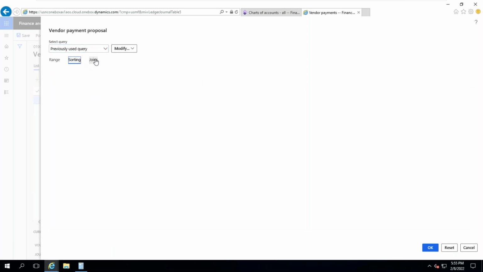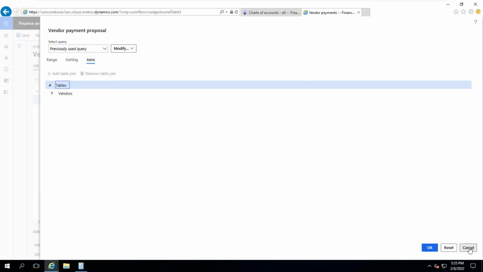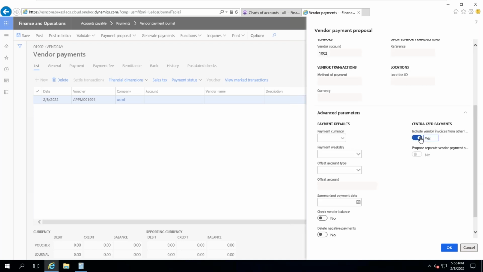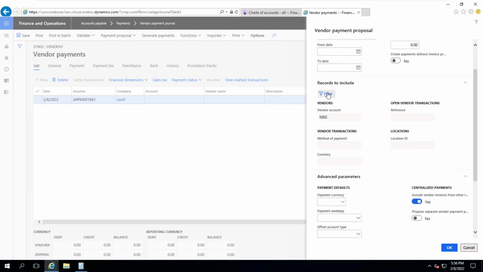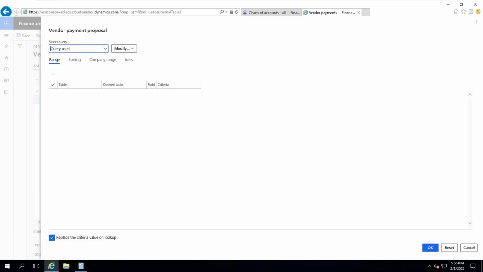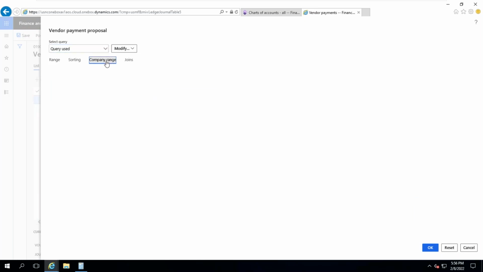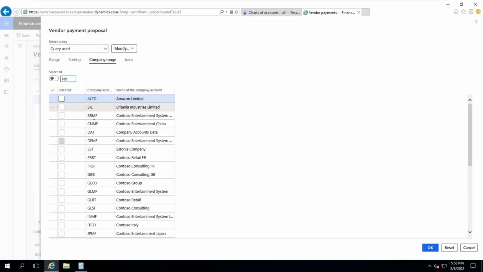Look at this one. Only 3 tabs are there. Now give me a minute. Let me show you the extension, like parameters. Here, include vendor invoices from other legal entities. One checkbox is there. If I enable this checkbox and now go to filters, you can extend the function in the reports wherever you want. Now instead of 3, it became 4. Now company range is coming, and you can select it for which companies.